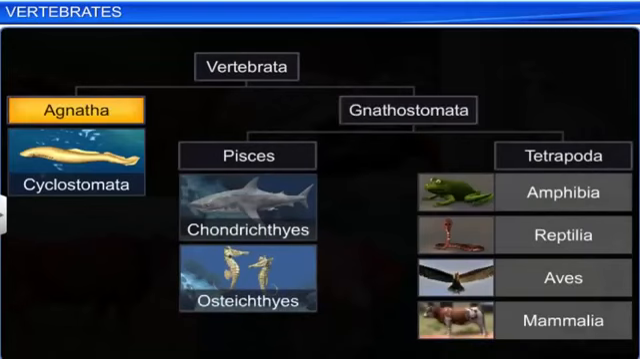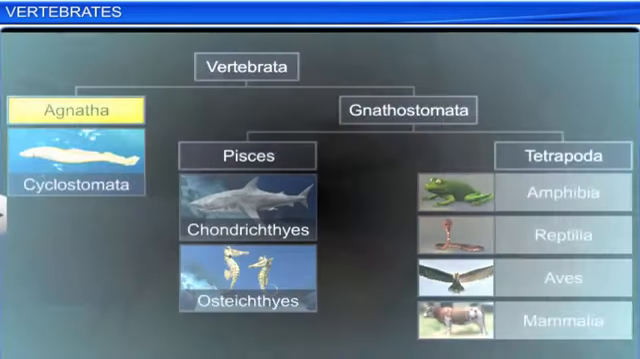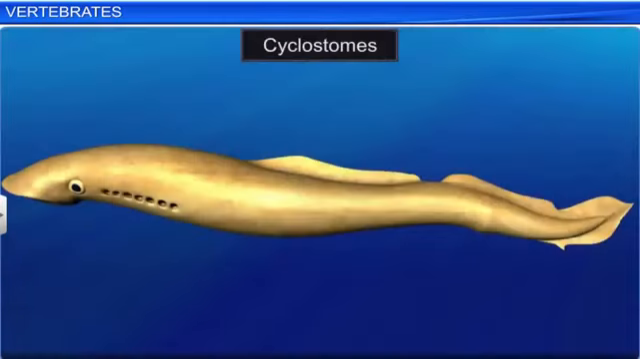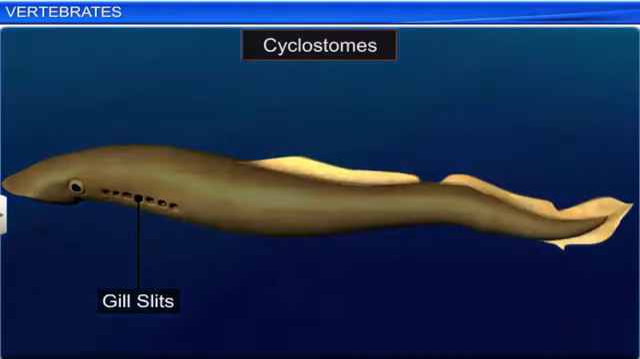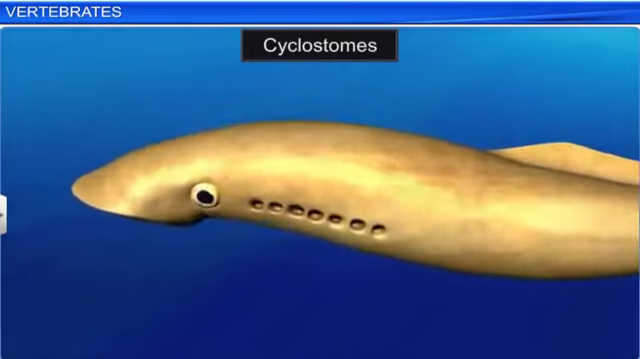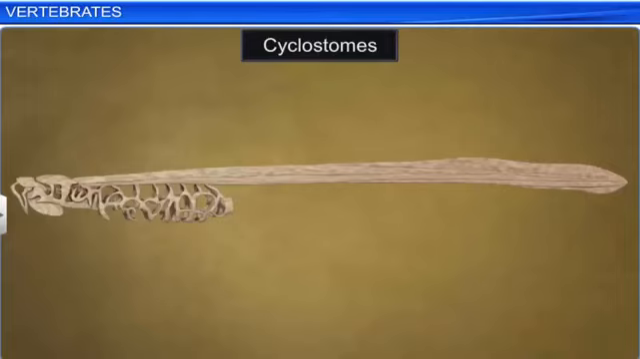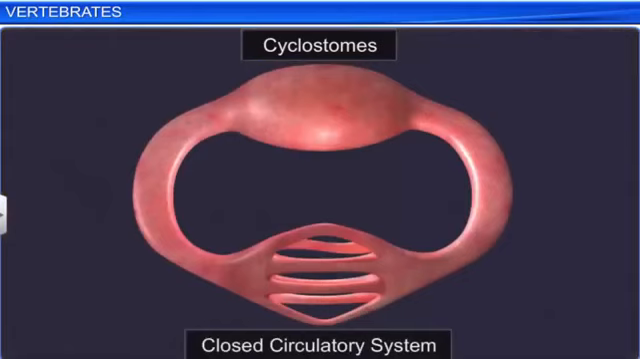Agnatha has just one class, Cyclostomata. These jawless vertebrates live in a marine habitat and are ectoparasites on some fish. Cyclostomes have an elongated body with 6 to 15 pairs of gill slits for respiration. However, their body is devoid of scales and paired fins. They have a sucking and circular mouth, a cartilaginous cranium and a vertebral column, and a closed circulatory system.